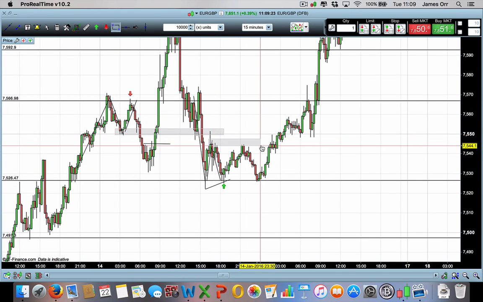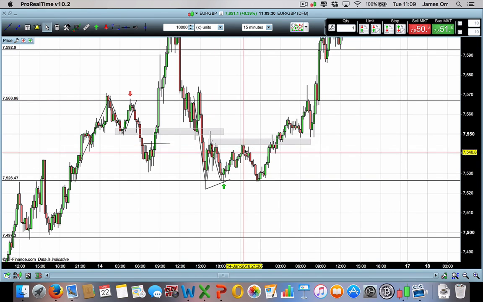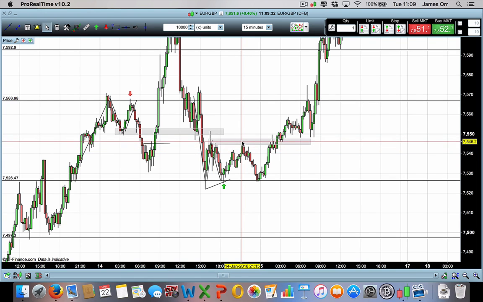Where's our first take profit? Right here. Market pushes up. You'd likely have closed out here, and you take profit, and your second position would get to break even, or it wouldn't get stopped out because your stop's back here.